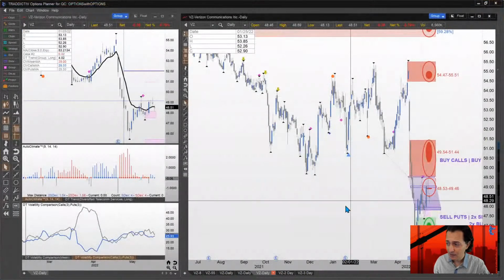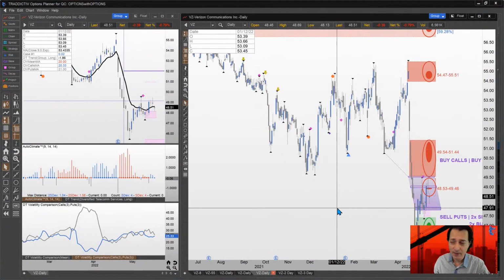Now, if you think about it, the strategy is working beautifully, because such a move against us that we had, etc.